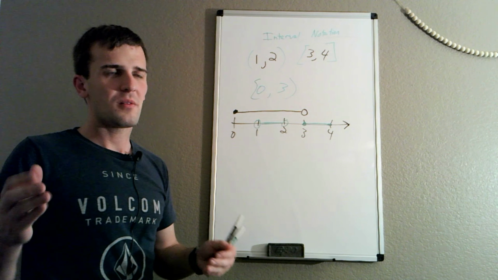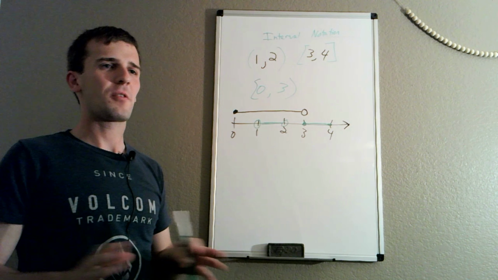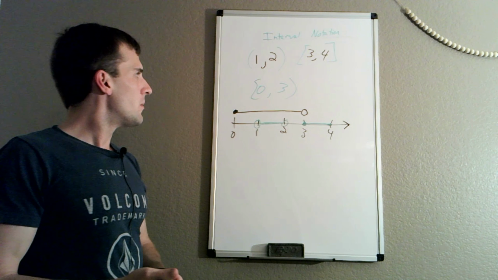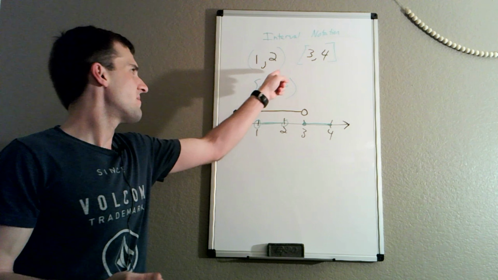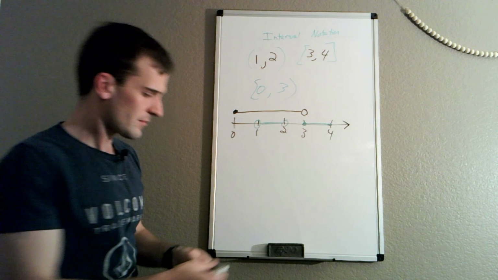So infinity represents just an infinite number. It just keeps going. You can never write it out. And so that's why we don't say that it's closed. It's never ending. Closed implies an ending.